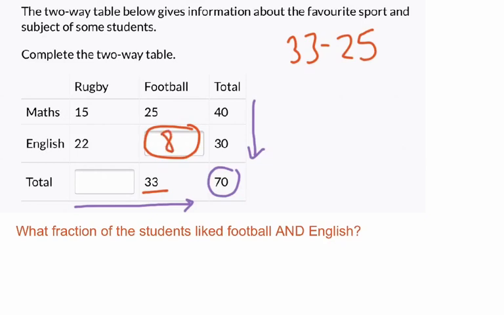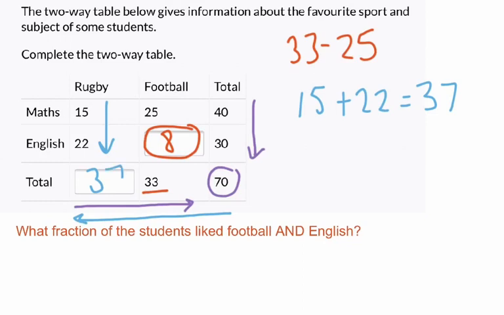And then last but not least, there's two ways we could do this. We could either add up how many people chose rugby in total, so 15 add 22, or we could use our total and we could work backwards and we could do 70 subtract 33. Okay, but for this one I'm going to do 15 add 22 and I get an answer of 37. So I'm going to put 37 in that box there. But I can obviously do a quick little check there to make sure that 37 add 33 does indeed add up to 70, which it does.